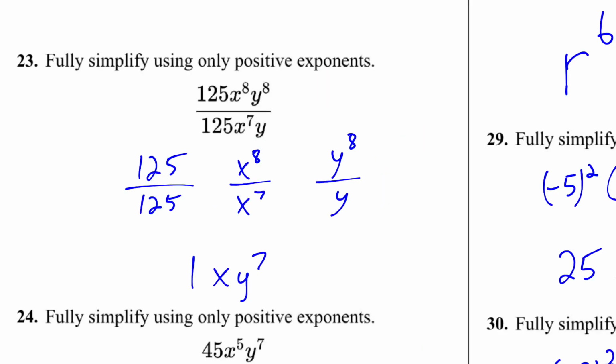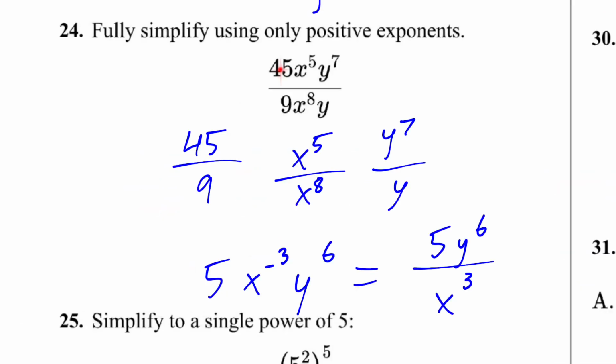This is the quotient rule with multiple terms. I can split them up. Numbers divided by numbers, x's divided by x's, and y's divided by y's. On the left, I just get an answer. It's 1. 8 minus 7 is x to the first. I don't have to write the 1. 8 minus 1, there's an invisible one there, is 7.